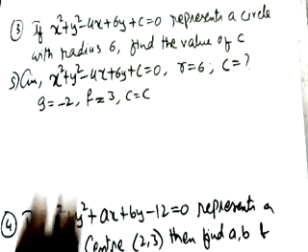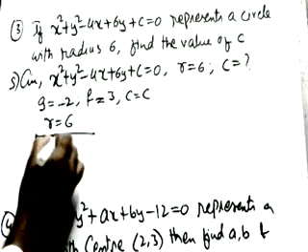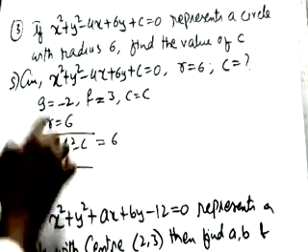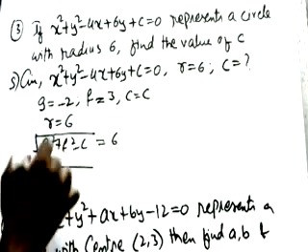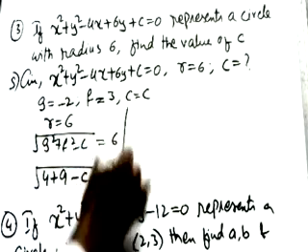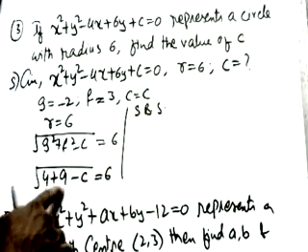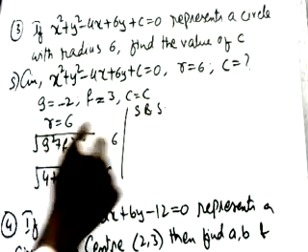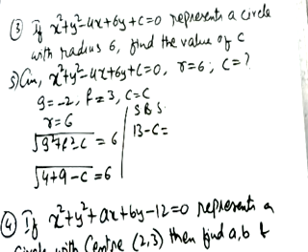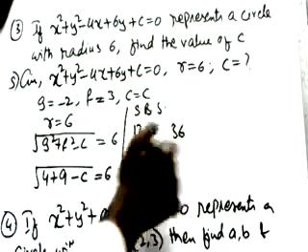And constant is c only. Now, radius is given as 6. What is the formula of radius? Under root of g square plus f square minus c equals to 6. Now under root of g square, minus 2 square will be 4, plus f square, 3 square will be 9, minus c as it is, equals to 6. Now take out the root. For taking out root, we have to square both sides. If we square it, root will go, what is left here? 9 plus 4 is 13, 13 minus c. Now square of 6 is 36.